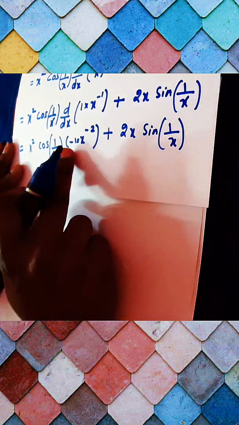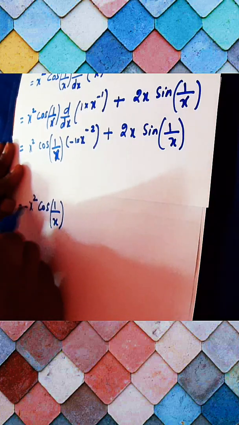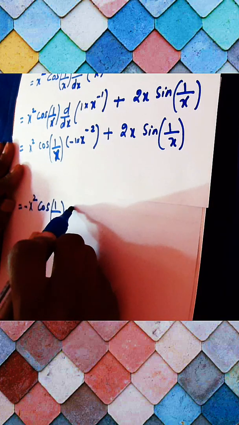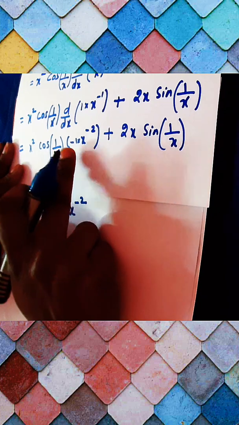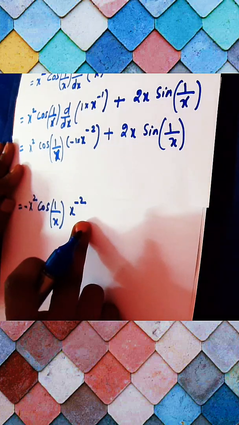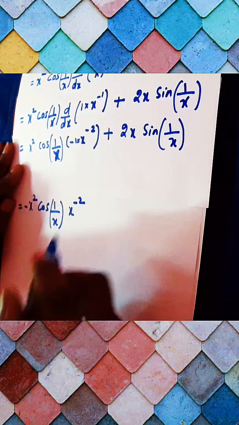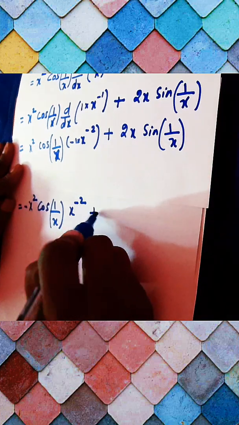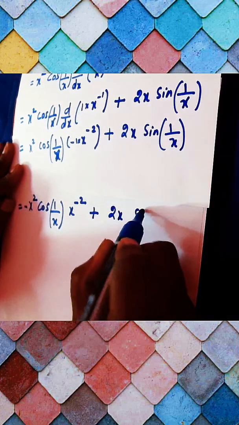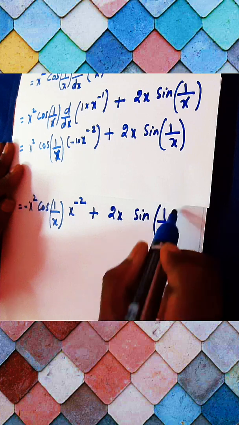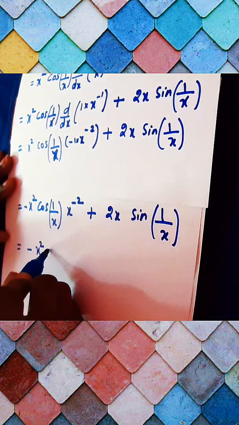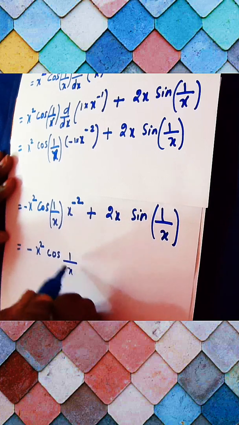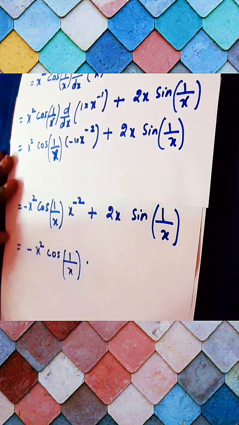Am I right? You have minus 1 times, so minus I can put it in the front, x to the power minus 2. Am I right, students? 1 multiplied by any value, you'll get the same answer. So I brought minus in the front. X to the power minus 2 plus 2x into sine 1 by x, which is equal to minus x square into cos 1 by x times x to the power minus 2.